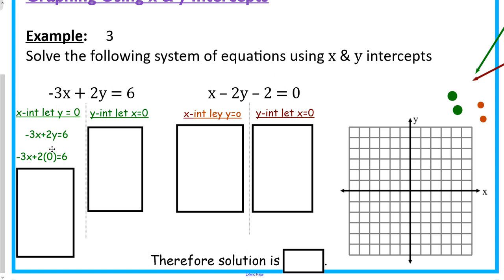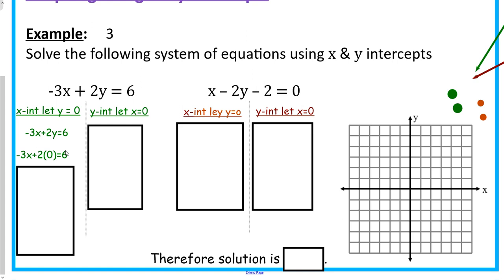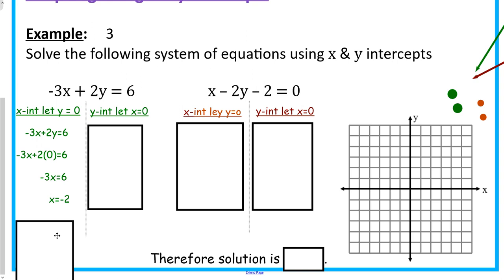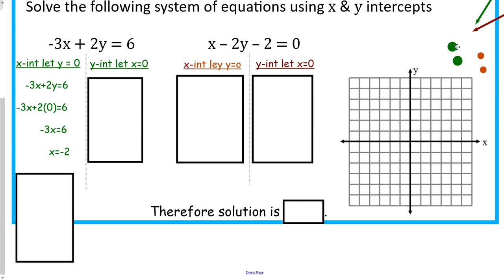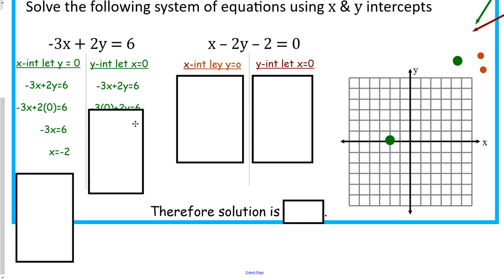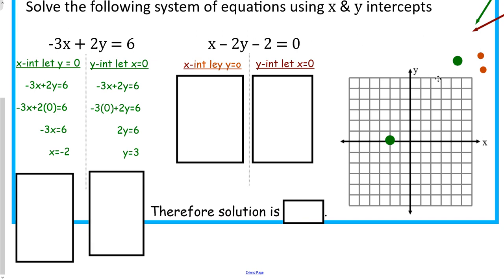Okay, the 2 times 0, that's going to disappear, and you'll be left with negative 3x equals 6. And then divide both sides by negative 3. That gives you x equals negative 2. So I'm going to just put that on my graph, x at negative 2. And then for the y-intercept, do the same thing now. Replace your x with 0, and you'll be left with 2y equals 6. Divide both sides by 2, and you end up with y equals 3.